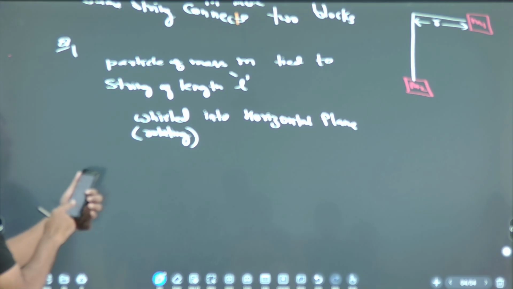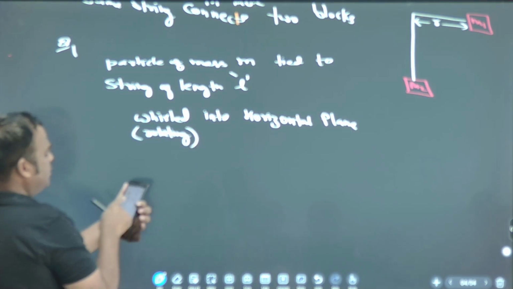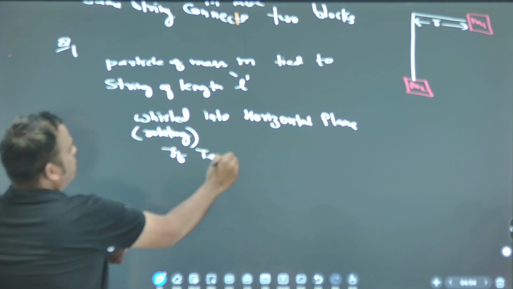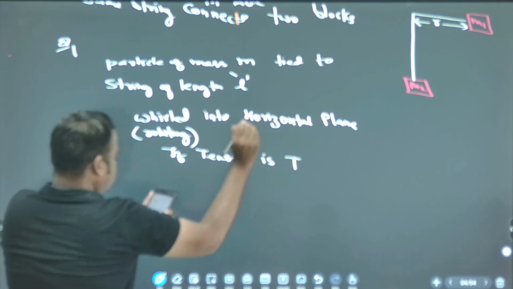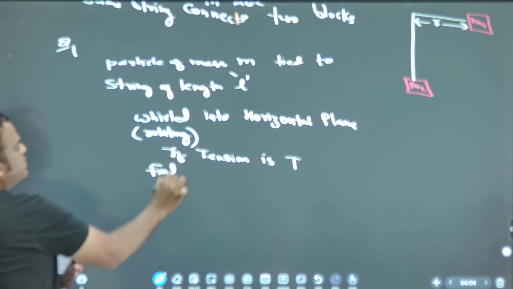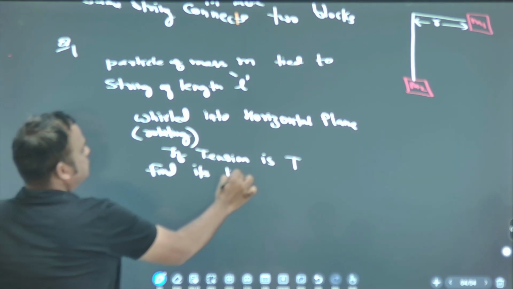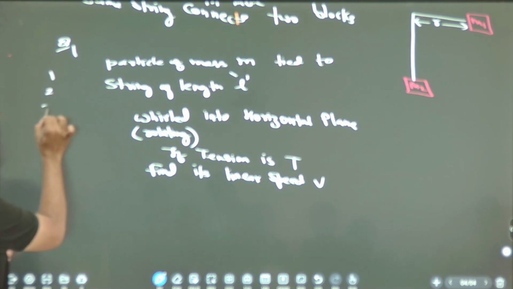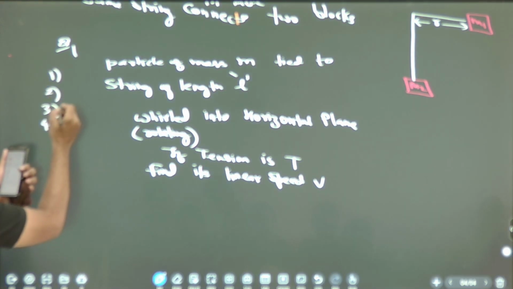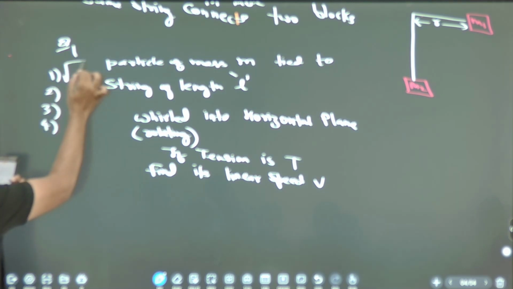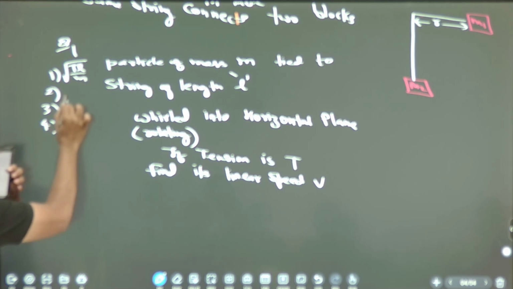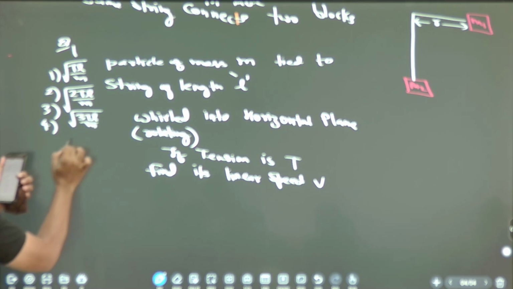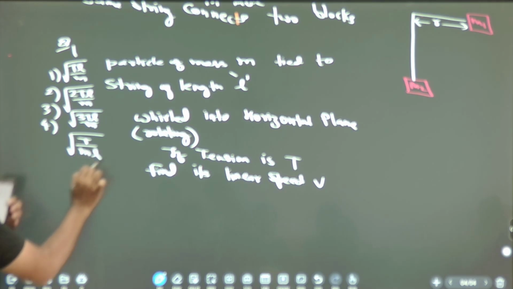Okay, so note down. Complete the question. Whirled in a horizontal plane. If tension is T, find its linear speed V. These are the options: square root TL by M, square root 2TL by M, square root 3TL by M, square root T by ML.